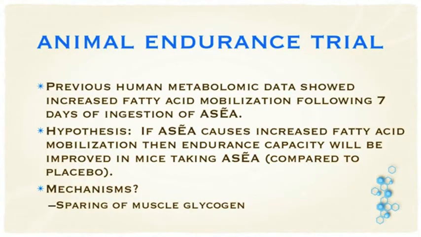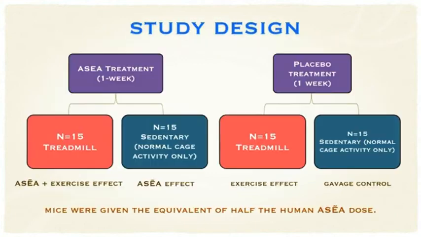And another trial was done in 2012 to look at endurance. Here we asked mice to get on a treadmill after consuming ASEA and watched how they perform. After 7 days of being given ASEA, we were theorizing that in the same way the humans had a mobilization of fatty acids, there might be an improvement in endurance. The mechanism would be through sparing the use of glycogen in the muscles and improving endurance in that regard.